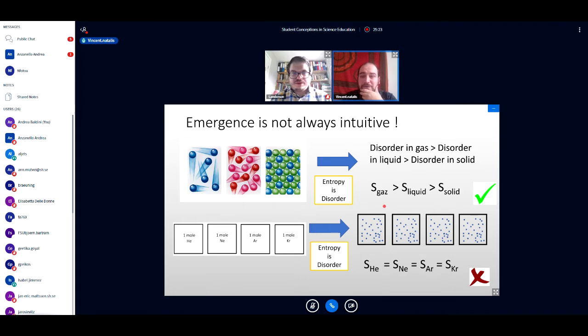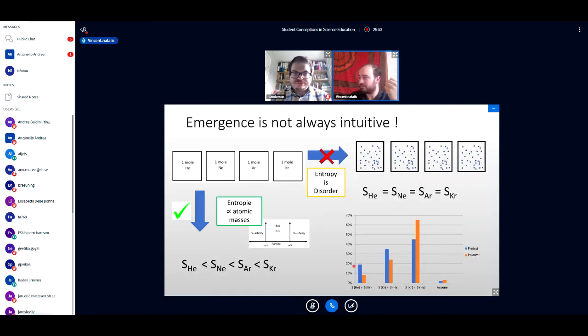On the other hand, for another equally important example, it does not work, even though it is of the same level of conceptual difficulty. Take 1 mole of each of the 4 first noble gases in 4 containers at the same temperature and volume. Indeed, a person who only works with the heuristic entropy equals disorder will probably think that the molecules of the 4 gases are disordered in the same way, and therefore that the entropies of the 4 gases are identical, which is not correct.